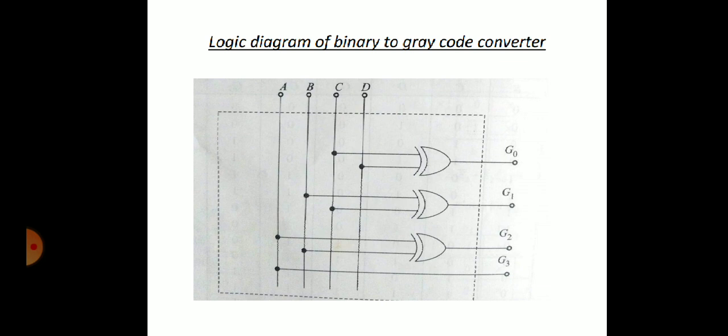From this circuit, you can see that first A is directly written G3. Then A and B XOR and the output is G2. Then B and C XOR, output is G1. C and D XOR, that is G0. Already I have told the rules. From this logic diagram, you can verify the rules again.